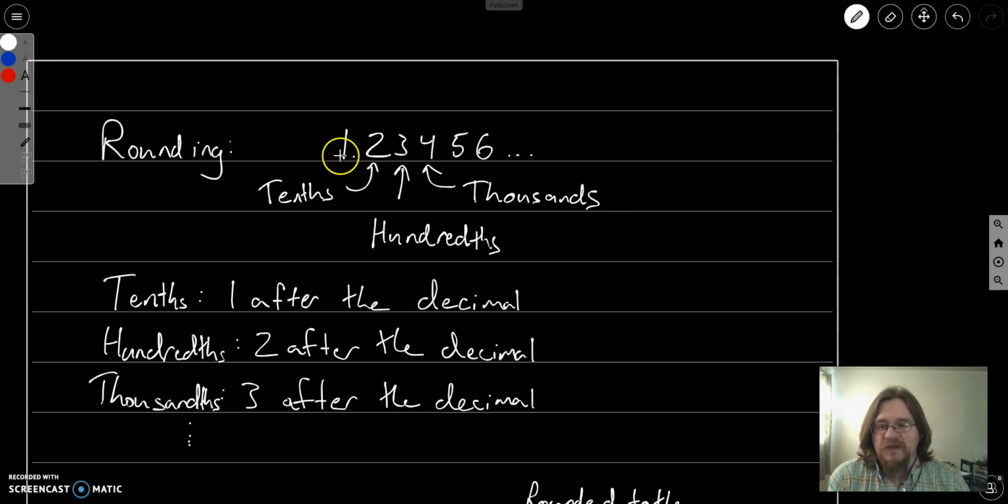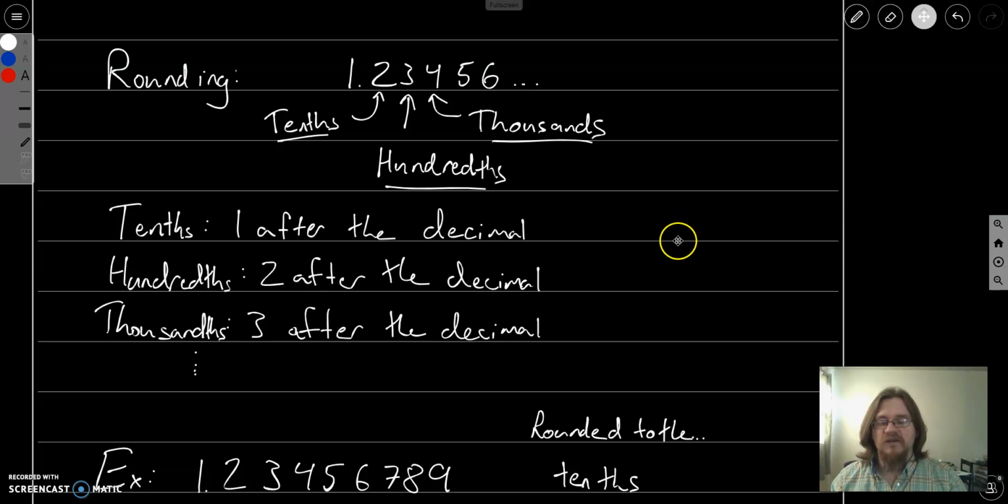So if we look at the number 1.234556 and so on and so forth, the first number, the 2 here, is in the tenths place. The 3 is in the hundredths place. The 4 is in the thousandths. We can go further. We can talk about the ten-thousandths, the hundred-thousandths, the millionths place, and so on. We're going to focus on these first 3: tenths, hundredths, and thousandths.